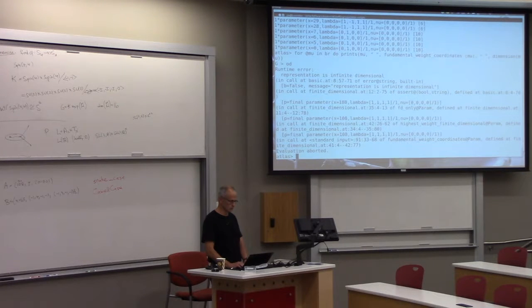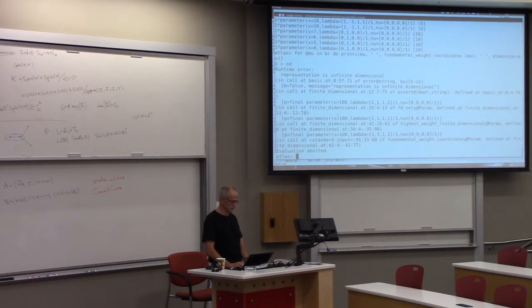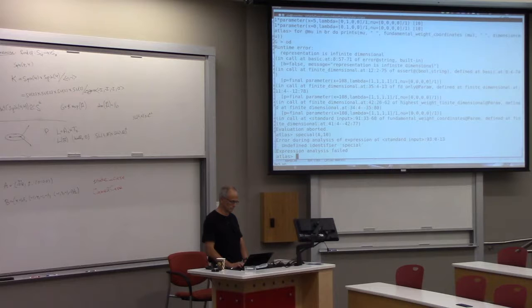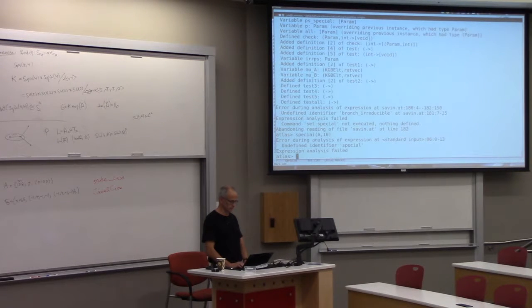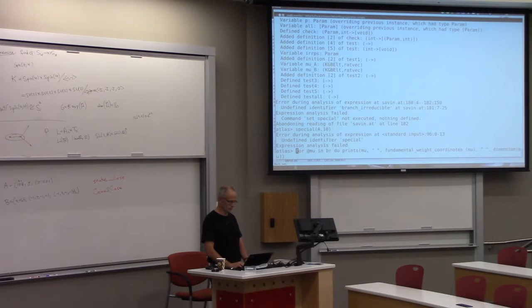No. The representation is in... All right. Let me call it my cheat sheet now. Special A10. I have to load the file. No. All right, one more try. Highest weight, the lowest k-type. For mu, so I should say for at P, do for this lowest k-type of P, fundamental weight coordinates of the lowest k-type of P, and a dimension of lowest k-type of P. I think this will work, maybe, I hope.